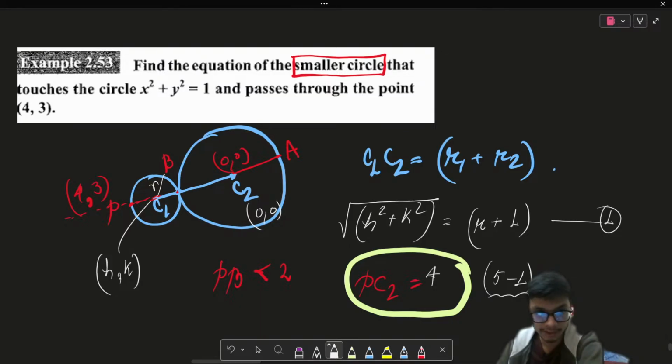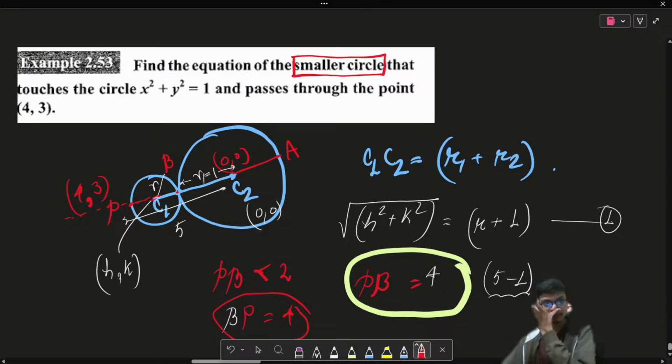Because the radius of this larger circle is 1 unit, from this to this distance is basically 5. So 5 minus 1, this PB distance will come out. So this is my PB distance, I should write it as PB. So this PB distance should come out as 4 units, right?